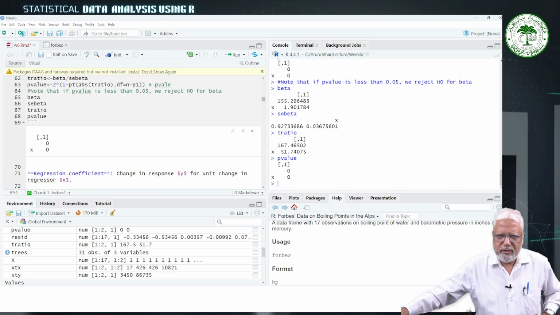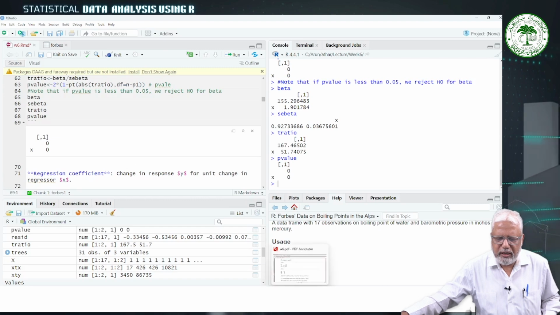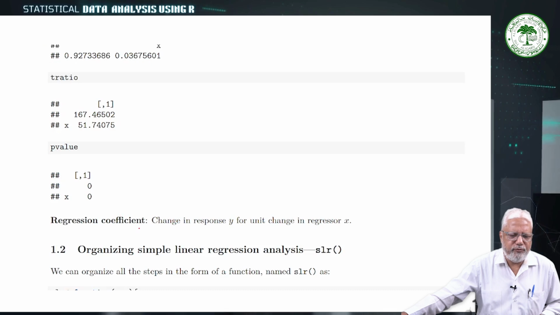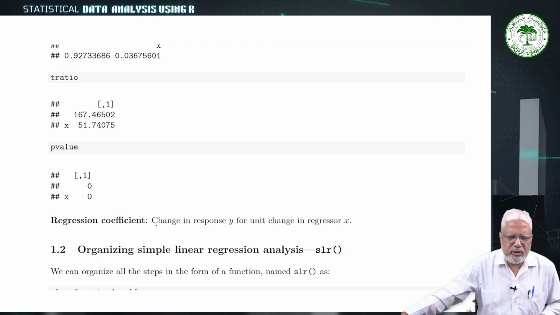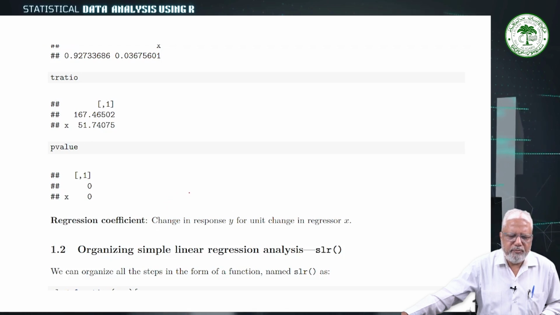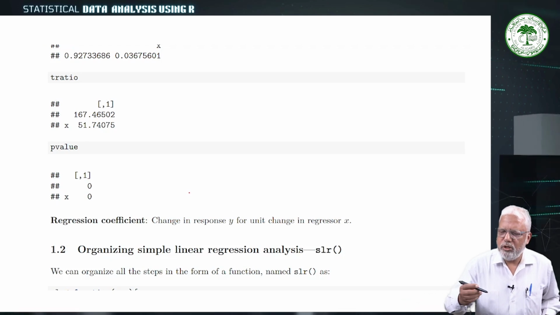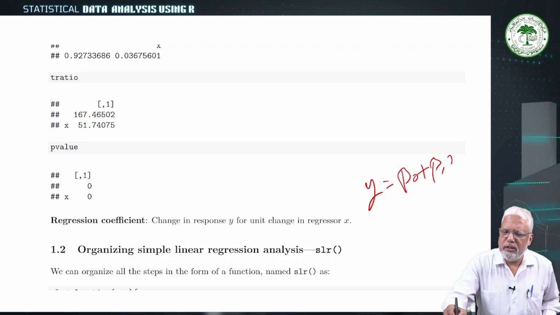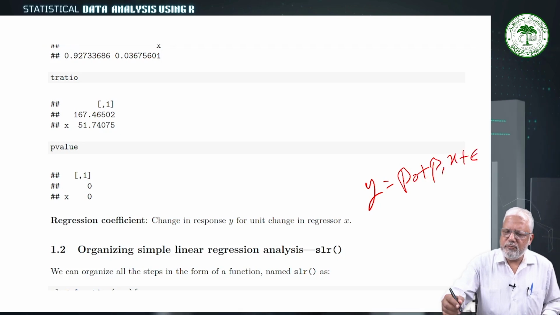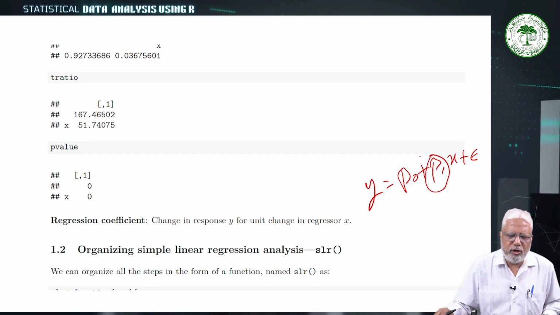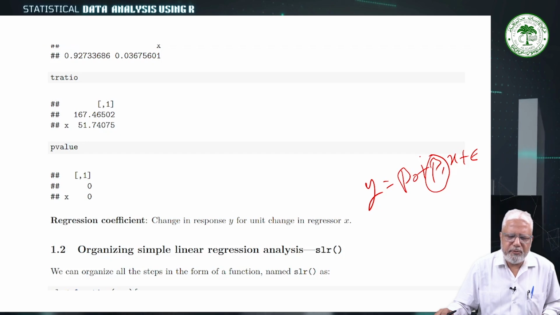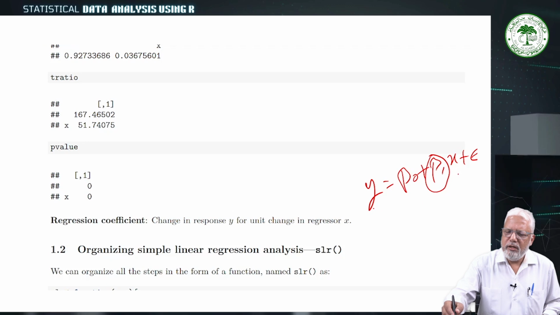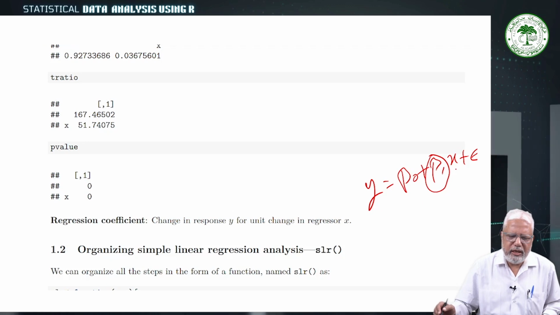Now I am going to define the estimate of beta hat. The regression coefficient beta 1 hat, because actually the model is y is equal to beta naught plus beta 1 into x plus error. So beta 1 is interpreted as the regression coefficient, which is the change in the response y for a unit change in the regressor x. What will be the change in y if we change x by 1 unit? That is the regression coefficient.